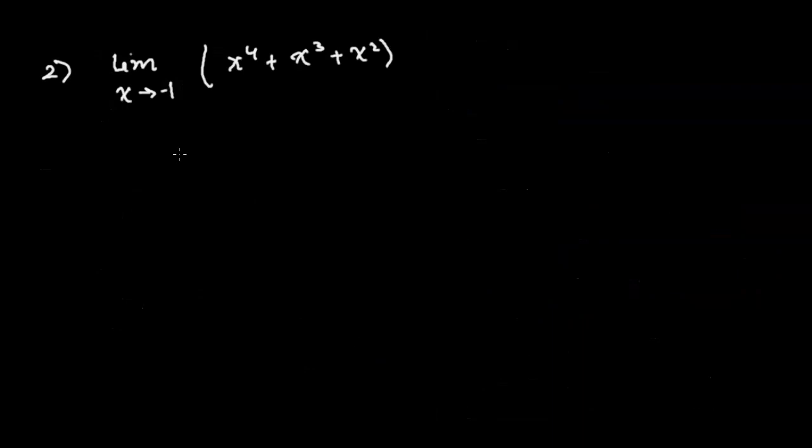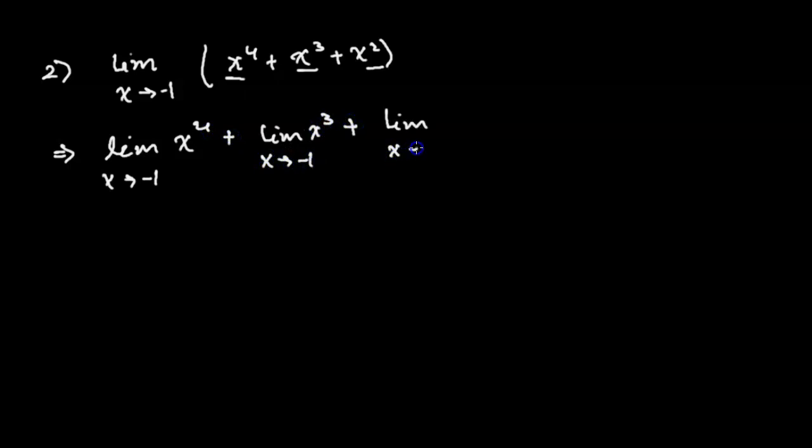Let's take up another example where we're supposed to find the limit x approaches -1 for x to the power 4 plus x to the power 3 plus x to the power 2. This is a sum of different functions, so we can apply the property of limits that is applicable to the sum, and we can write it as limit x approaches -1 for x to the power 4 plus limit x approaches -1 for x to the power 3 plus limit x approaches -1 for x to the power 2. And now we can just do direct substitution.